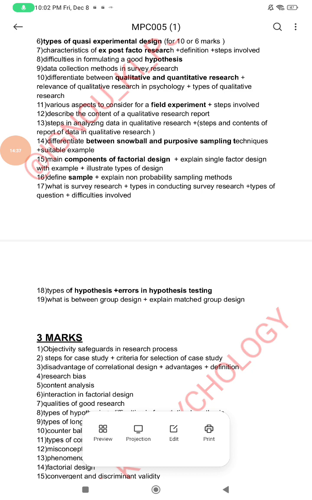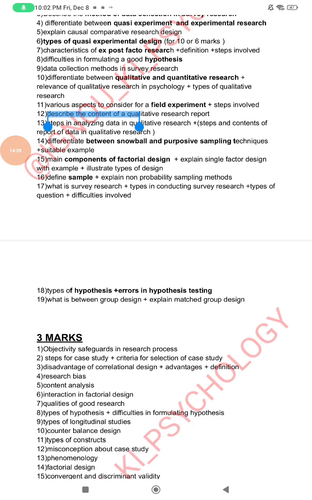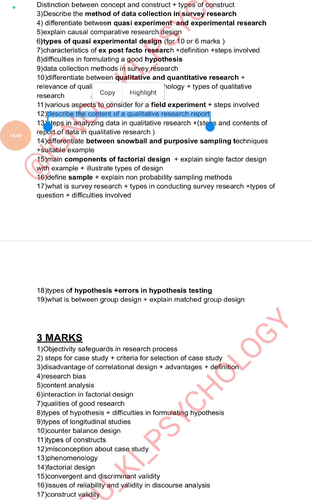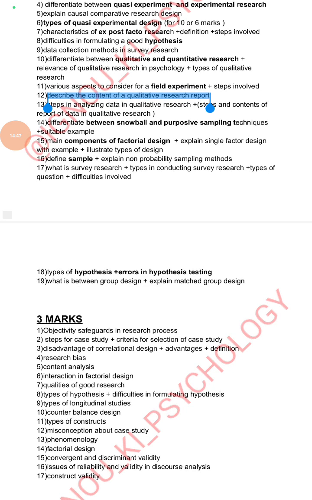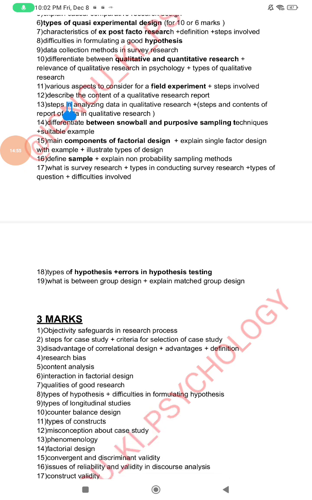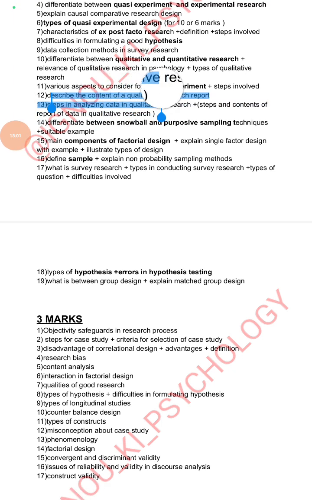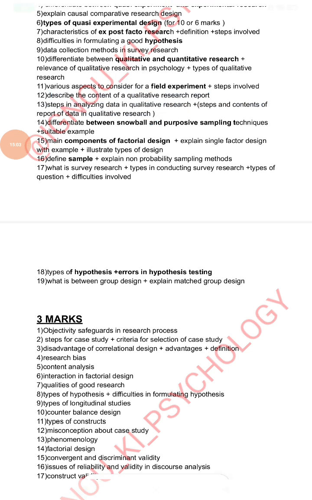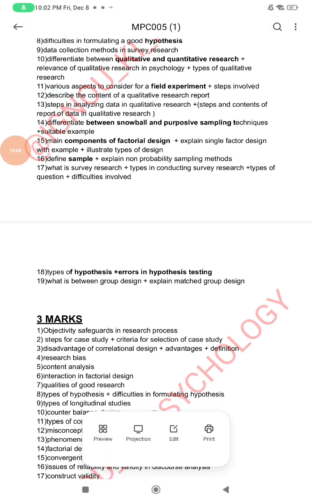Question number 12, describe the content of a qualitative research report. What things should be in the content of a qualitative research report, this you have to mention. Again, this is a very straightforward question. Question number 13, steps in analyzing data in qualitative research plus steps and content of the report of data in qualitative research. Again, this is a similar question.